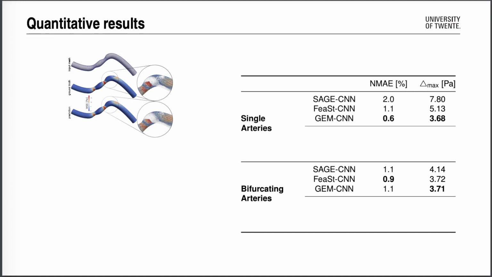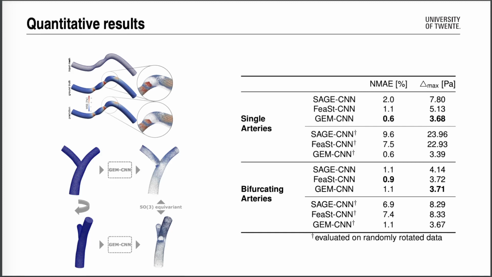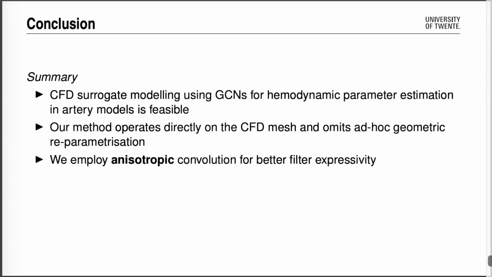In order to quantify the equivariance property of the GemCNN, we let all deep neural networks make new predictions, this time on randomly rotated test samples. Both SageCNN and FeastCNN predict complete rubbish, as indicated by the high error metrics. GemCNN retains its accuracy. This property could be beneficial in applications where data is difficult to come by. The SO3 equivariance improves data efficiency by liberating the network from having to learn spatial orientation.